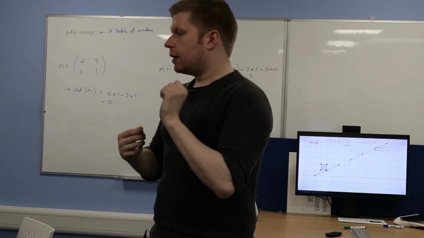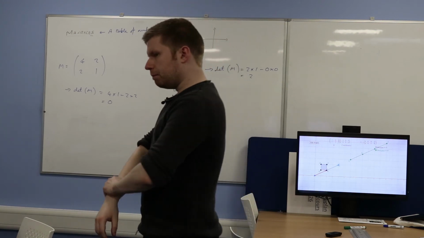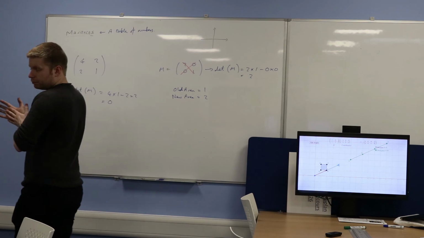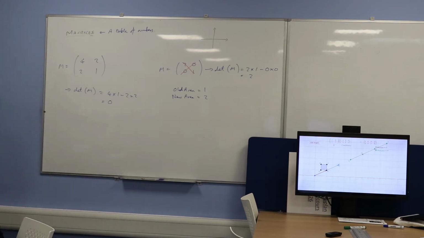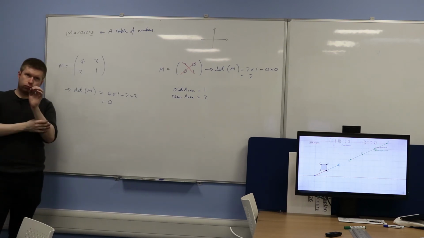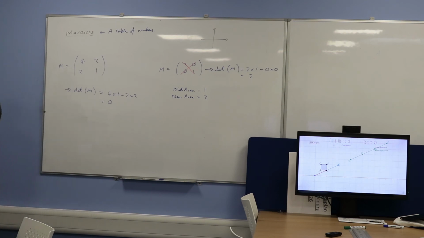Is it possible to say that if we have a diagonal matrix, then our area would be 0? I mean, like this one. No. Oh, okay. No. Okay.